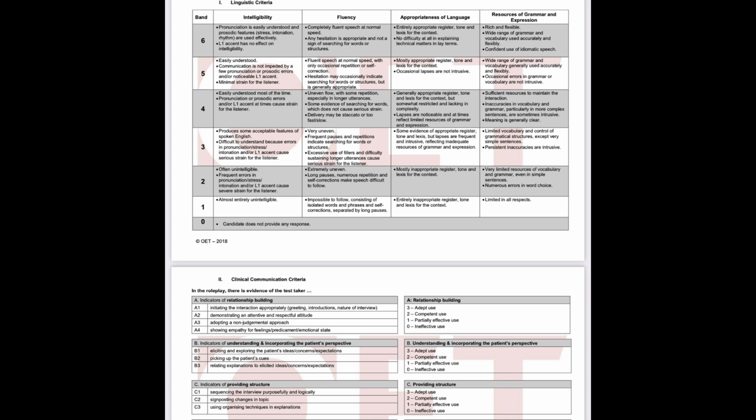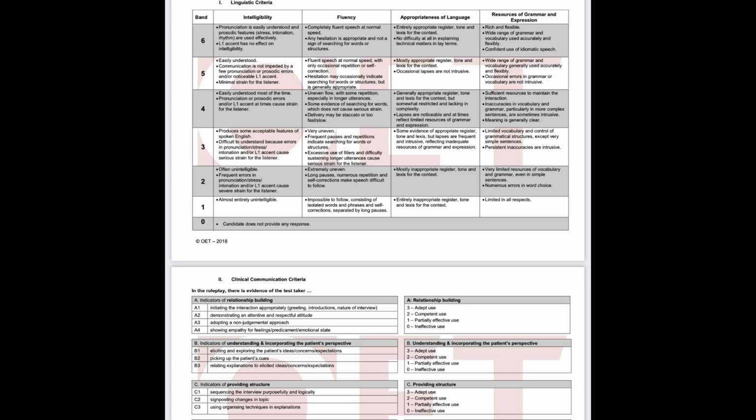So this may seem very overwhelming because it certainly is. The linguistic criteria talks about intelligibility, fluency, appropriateness of language, and resources of grammar and expression. Intelligibility basically means that what you are speaking is easily understood by the person who is listening to you. So you get the top score if your pronunciation is easily understood and prosodic features like stress, intonation, rhythm are used effectively. L1 accent has no effect on intelligibility. Basically, your indigenous accent has no effect on the ability of the person listening to you to understand you.